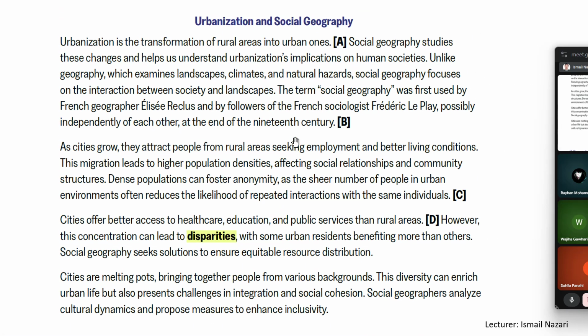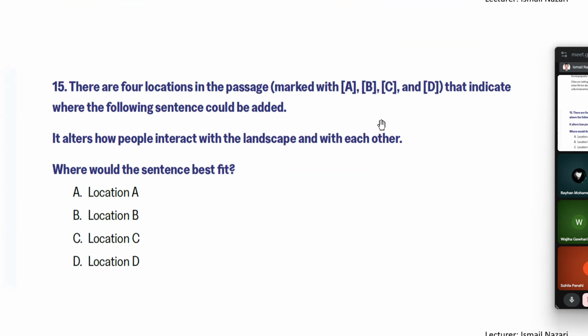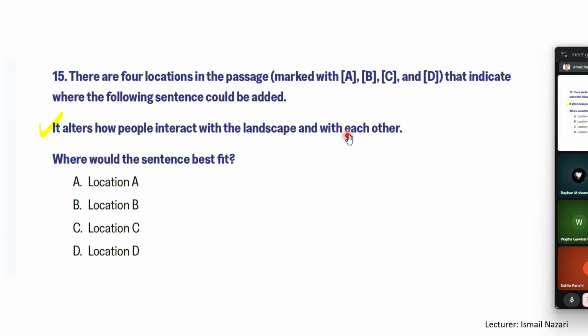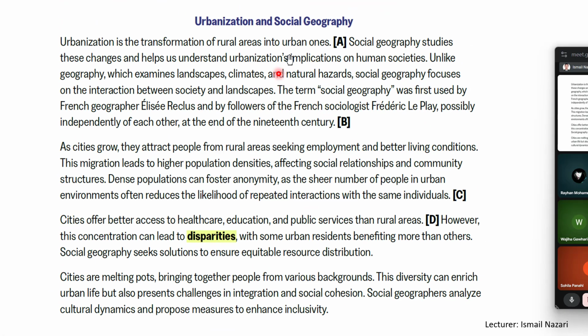It discusses that one. So the best possible location is A, because here we have the next sentence referring back to the social changes. Social geography studies these changes and helps us understand urbanization's implications. It means indirect effects on human societies. It means how they interact with each other. It explains that idea. So the best answer choice is option A.